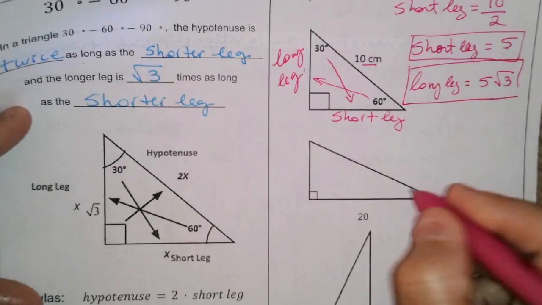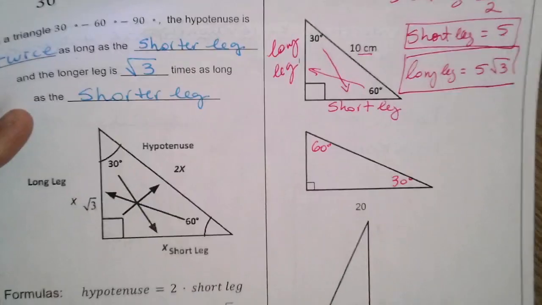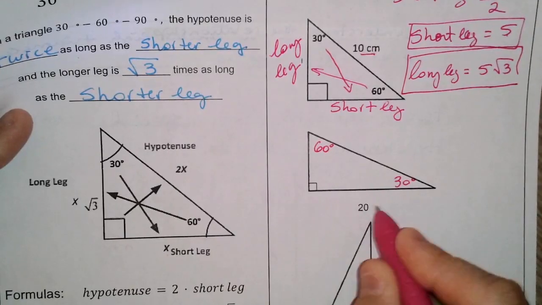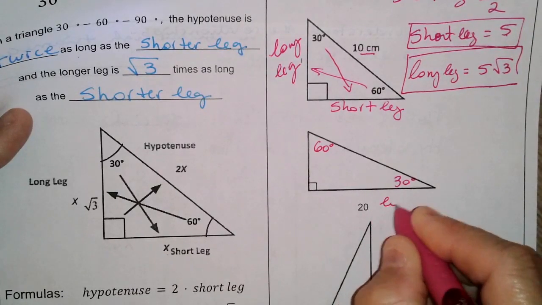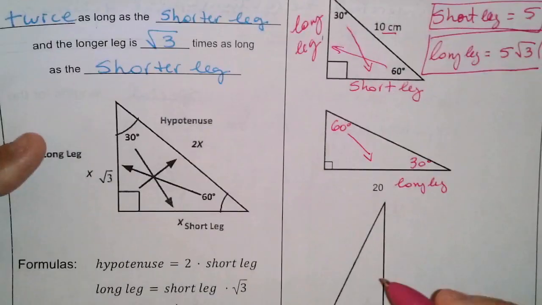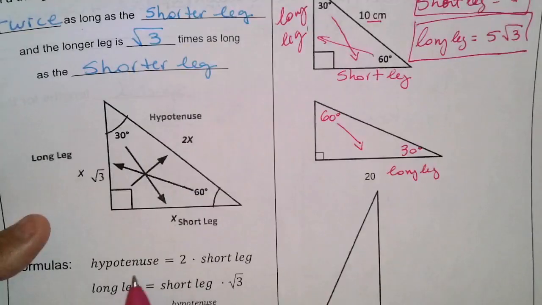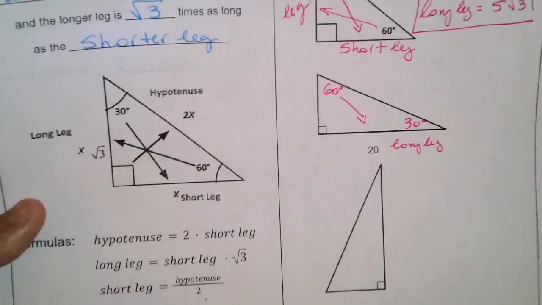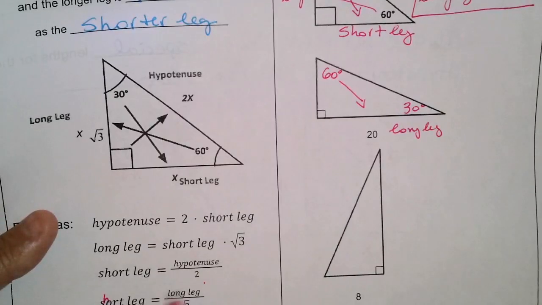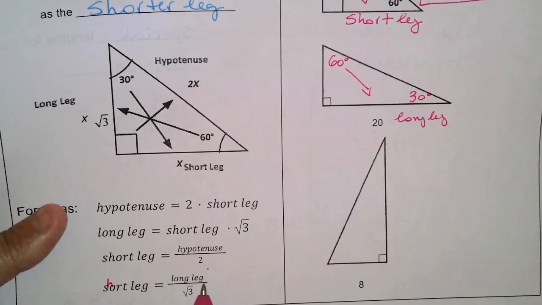Let's look at this example here. So here's the 30 degrees, here's the 60 degrees. The long leg is 20, okay? So remember, this is the long leg because it's across from the 60 degree, okay? So if we're looking for the short leg using the long leg, short leg equals long leg divided by the square root of 3, okay?